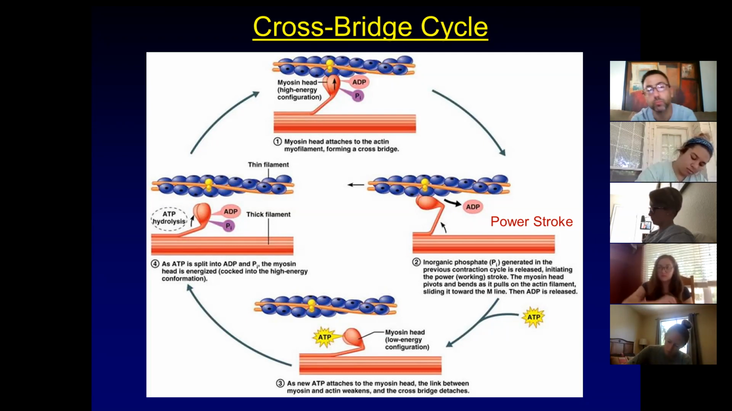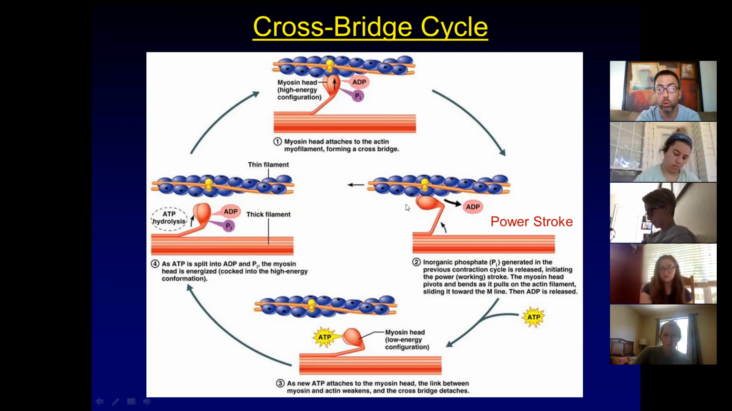Okay. So it binds. Then the next thing that happens is the myosin is going to release the inorganic phosphate. That's going to trigger a process whereby the head of the myosin molecule is going to tilt. And as it tilts, it's going to generate force and pull the actin molecule along.